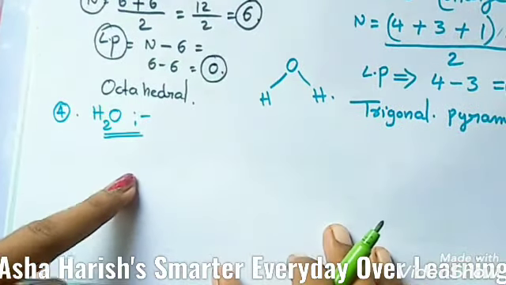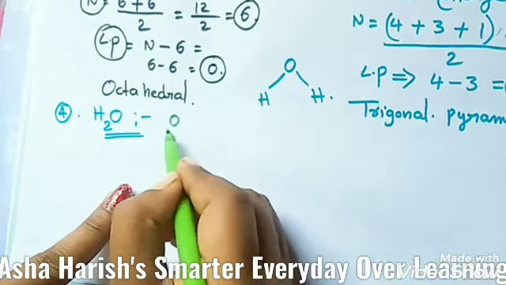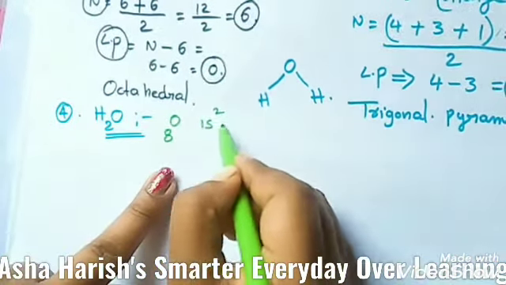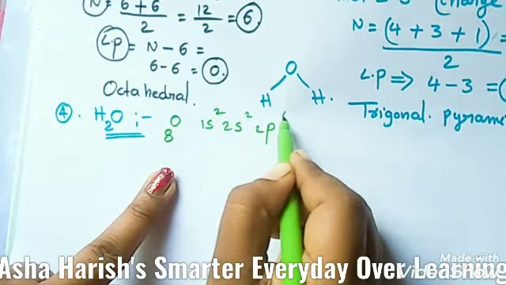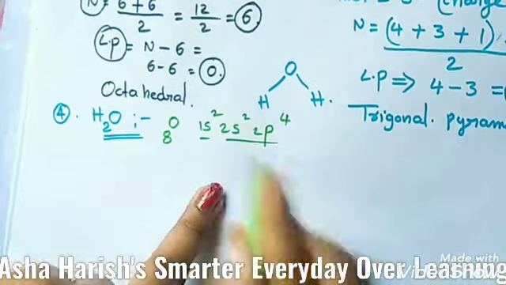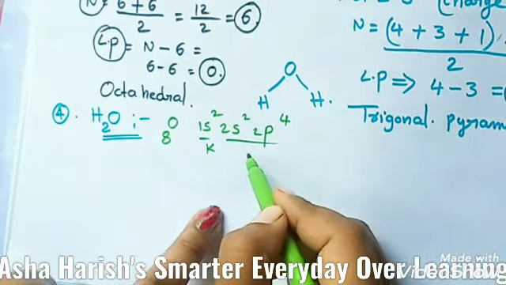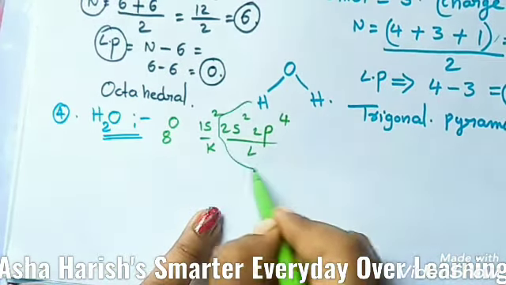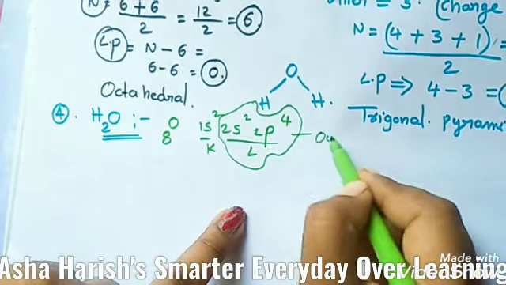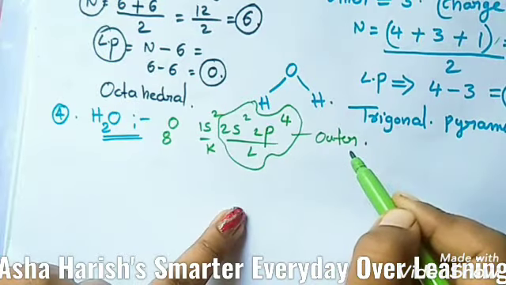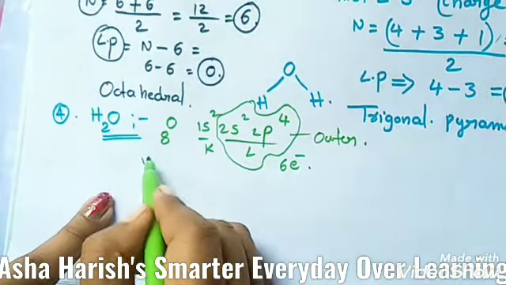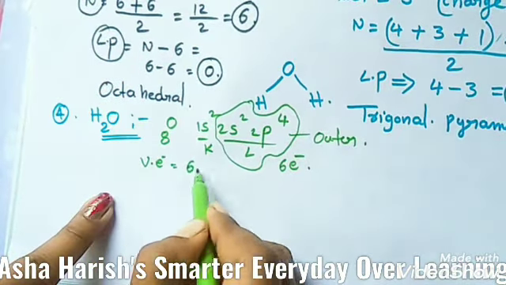Here the central atom is oxygen, atomic number 8. 1s2, 2s2, 2p4 is its electronic configuration. Now students, if you segregate into shells wise, K, L. L is the second shell only, the last shell, nothing but outermost shell, valency shell. It has only 6 electrons. Now the valency electrons is equal to 6.